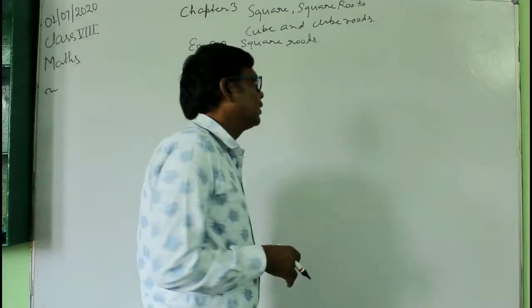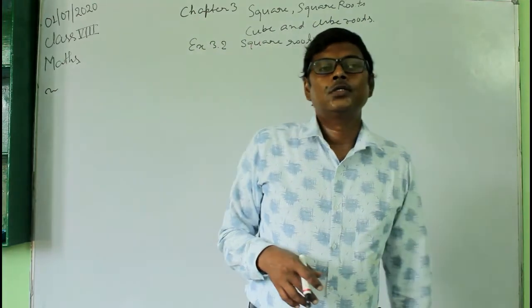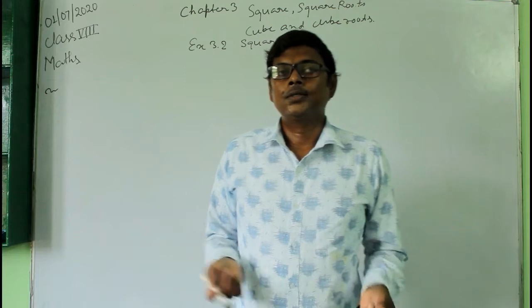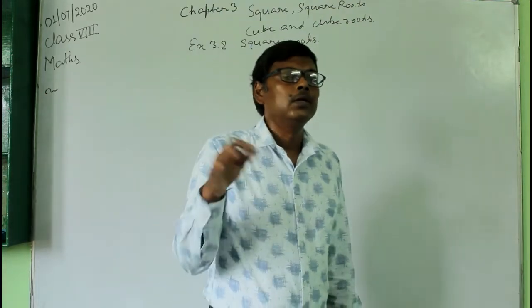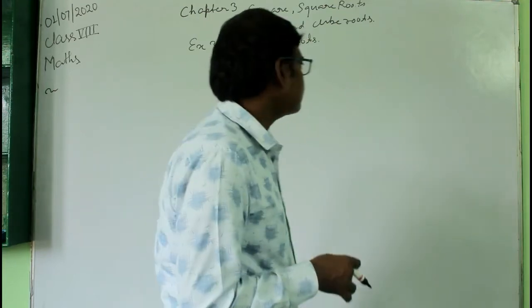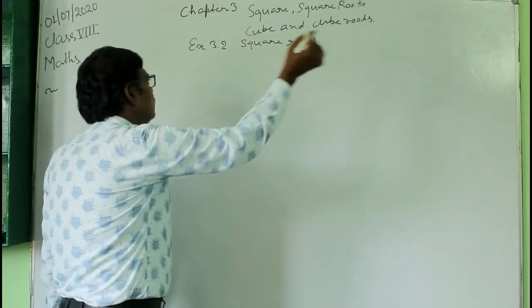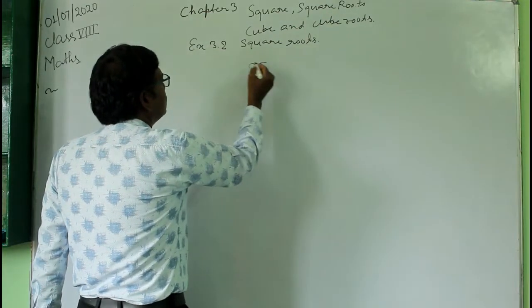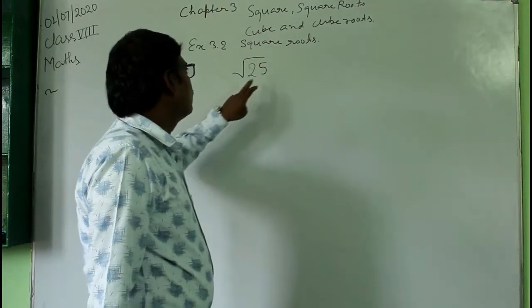So root means here that suppose we have to find the square root. The square root is the reverse process of square, just the opposite of the square. Finding the square root is the reverse of finding the square. So suppose you have to find the square root of 25. The symbol for root is this. So the square root of 25.